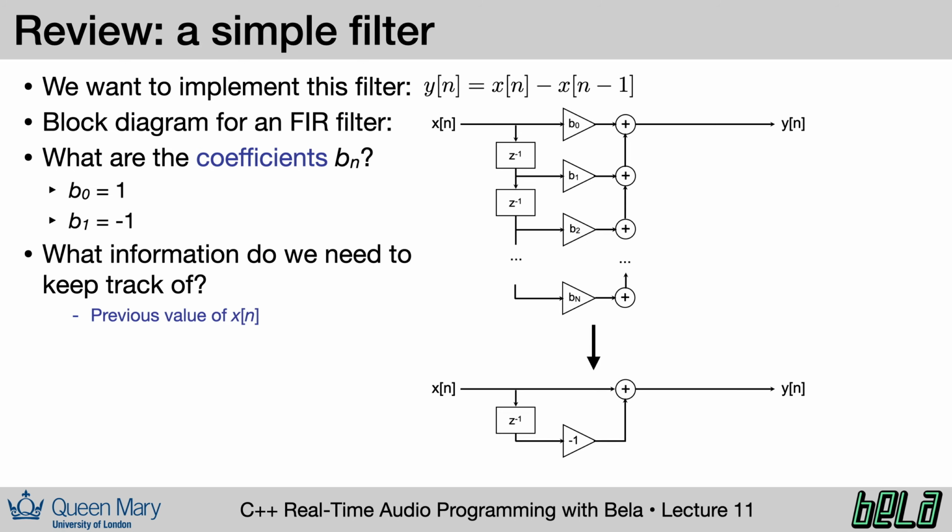The challenge of Lecture 8 was turning block diagrams like this into working code. We had to figure out what information we needed to keep track of in order to implement this filter. The main thing we needed to save was the previous value of x[n], in other words, x[n-1]. The way we approached this was to store that value inside a global variable, so that we always remembered it from one call to render to the next.